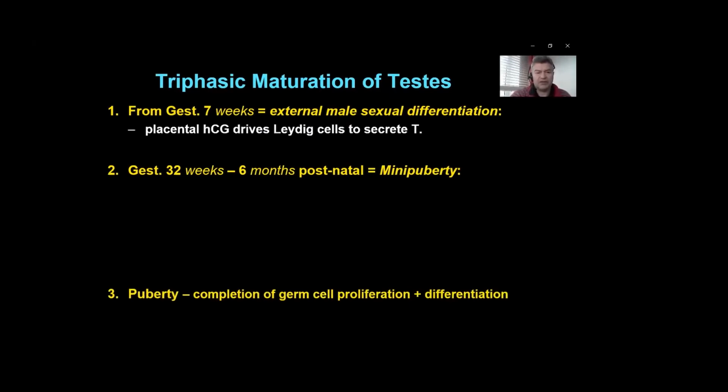External male sex differentiation results from placental HCG driving the Leydig cells to secrete testosterone. And at the same time, the GnRH neurons are migrating from their origin in the nasal placode to their final position in the hypothalamus, and they're migrating along fascicles of the olfactory nerve.